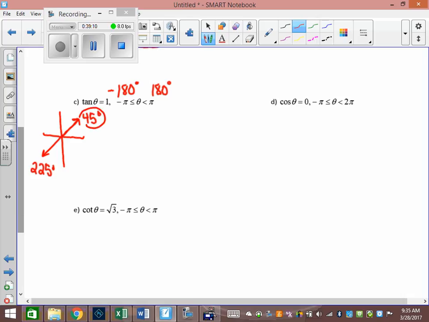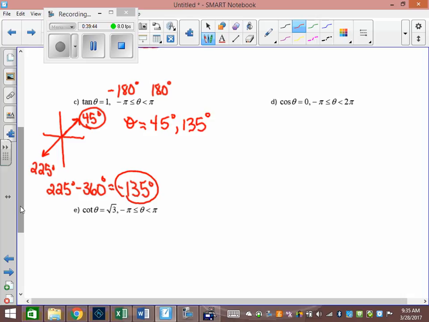45 fits in here, so that's good. So we have 1. Now we have to check if this one, if I find the coterminal to it, maybe it fits as well. Well, if I add 360, I'm getting bigger. That's not going to be inside. But if I subtract 360, what do I get? Negative 135. Does that fit in the domain? Yeah. So theta equals 45 and negative 135, which is great, but I can't stop there.